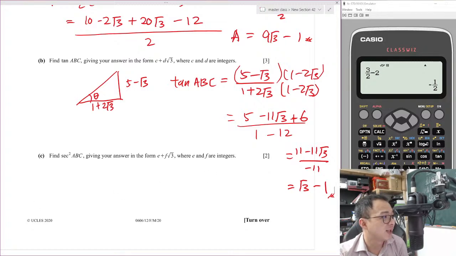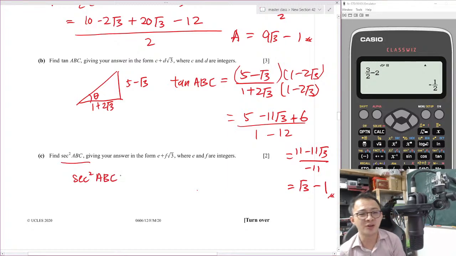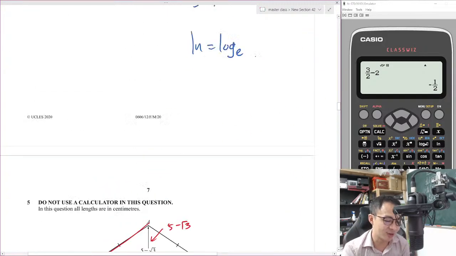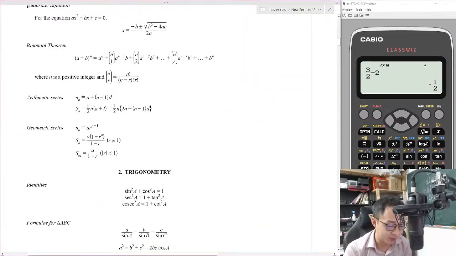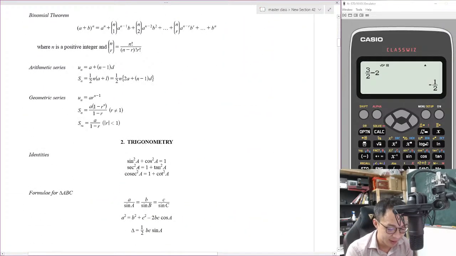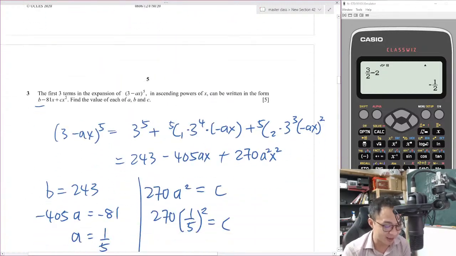Okay, so far so good, right? Then we go to the next one. They ask us to find secant squared ABC. Of course I can change it to 1 over cos squared, but I will try to avoid this, because secant is related to the tangent if you refer back to the first page of the formula. Secant squared A equals 1 plus tangent squared A, so I do not need to find the cos again. I will just apply 1 plus tangent squared A.